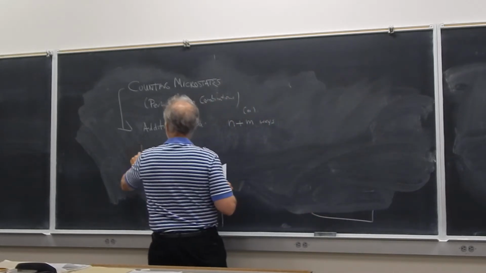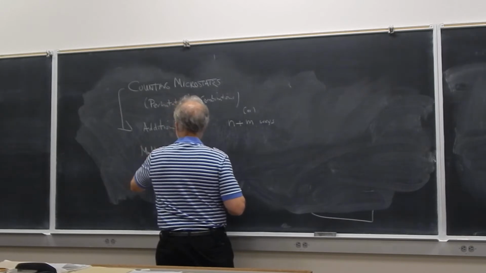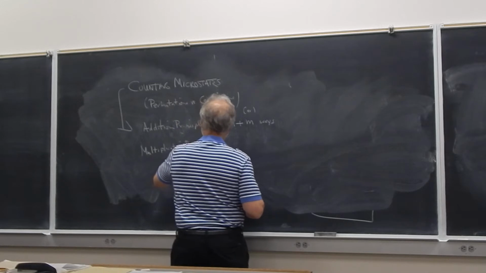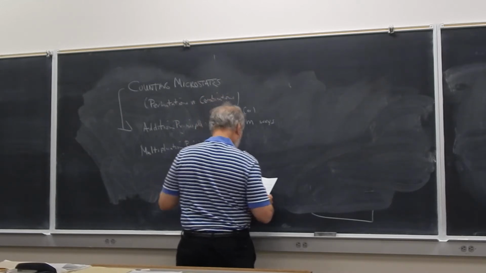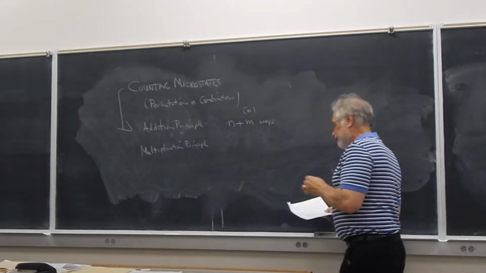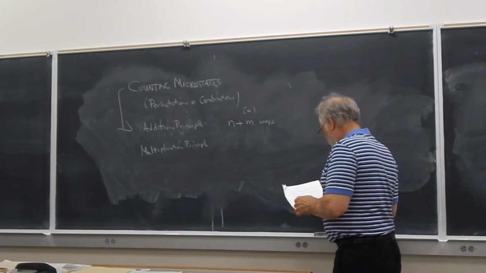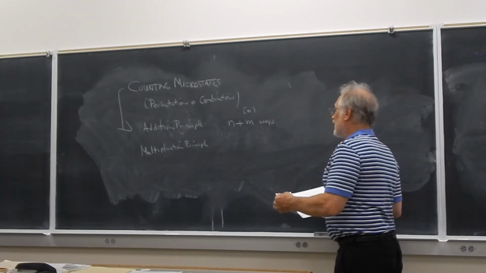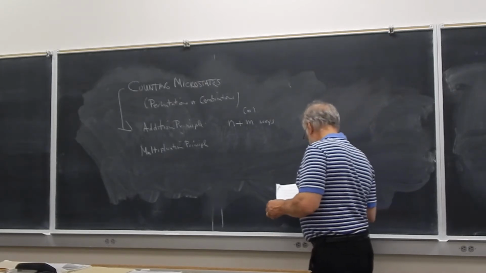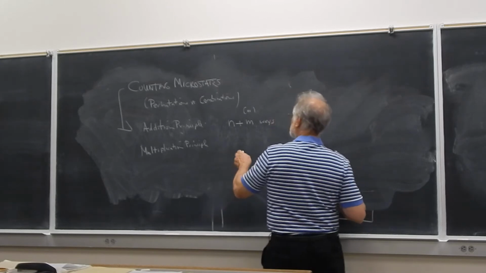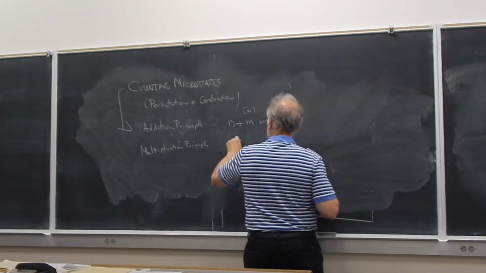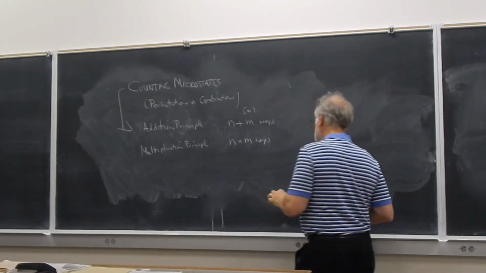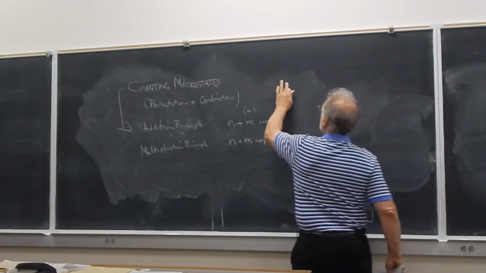On the other hand, there's the multiplication principle. If an operation can be performed in n ways, and after it's performed in any of these ways, a second operation is performed in m ways, then the two operations can be performed in n times m ways. Let's see how this might apply.